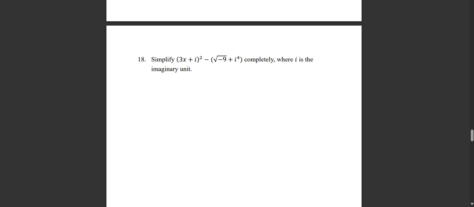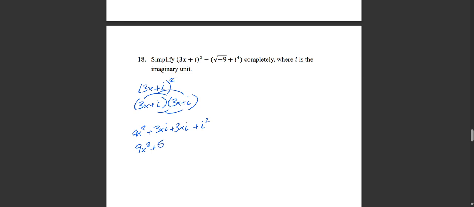Number 18, simplify completely where i is the imaginary unit. So let's start, do just bits and pieces. So first we have (3x plus i) squared, which is just it times itself. We'll double distribute. So 3 times 3, silly Mr. Carpenter, 9x squared plus 3xi plus 3xi plus i squared. So 9x squared plus 6xi. i squared is equal to -1, so I can turn that into a -1.